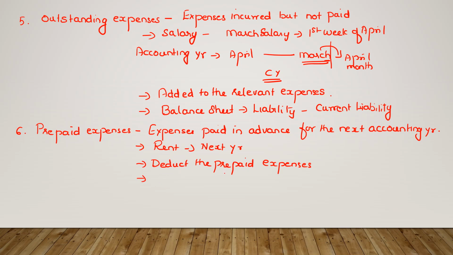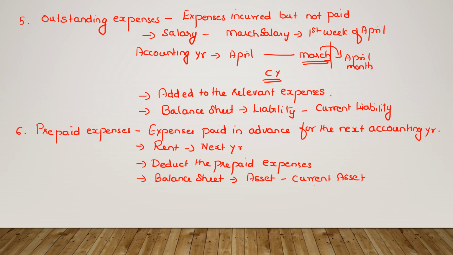And this prepaid expense has been paid in advance related to next year. So for the next year, it is an asset of the business as of now because it has been paid in advance. So it will be shown in the balance sheet on the asset side as a current asset. So this is about prepaid expenses. So these are the different types of expenses that you are likely to come across.